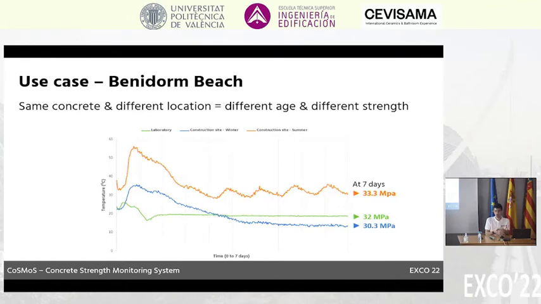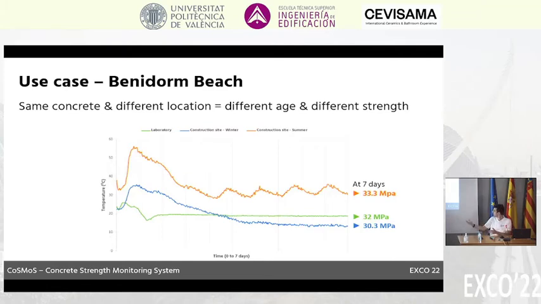First, the green curve that we see in the middle is the one from the laboratory. We have the first day, the concrete pouring there, and we move it to the laboratory at a constant temperature near 20 degrees in the chamber. But then we see the same mixture in summer at the top, and in winter, which is the blue curve.